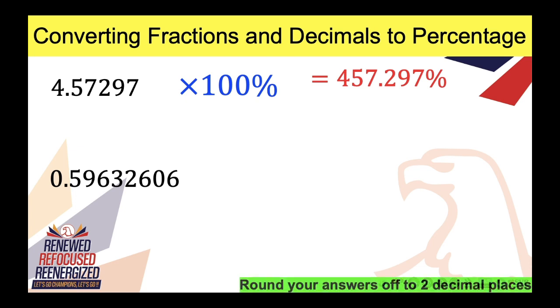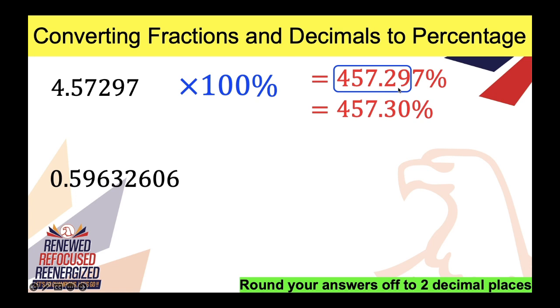So we say that this decimal, when converted to percentage, is equal to 457.297%. Now, always remember, for the sake of our discussion, every time you give the final answer, round it off to two decimal places. Make sure that you apply the correct rounding off. If the third decimal is 5 or greater, you have to add 1. So this makes it 457.30. But if this is lesser than 5, then you just retain the two decimals that you see.